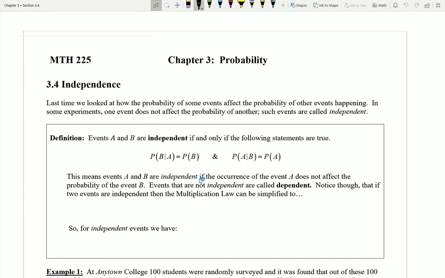Events A and B are independent if the occurrence of the event A does not affect the probability of the event B, and vice versa. Events that are not independent are called dependent. That's what we saw in section 3.3. We had dependent events where A did affect B and B did affect A.